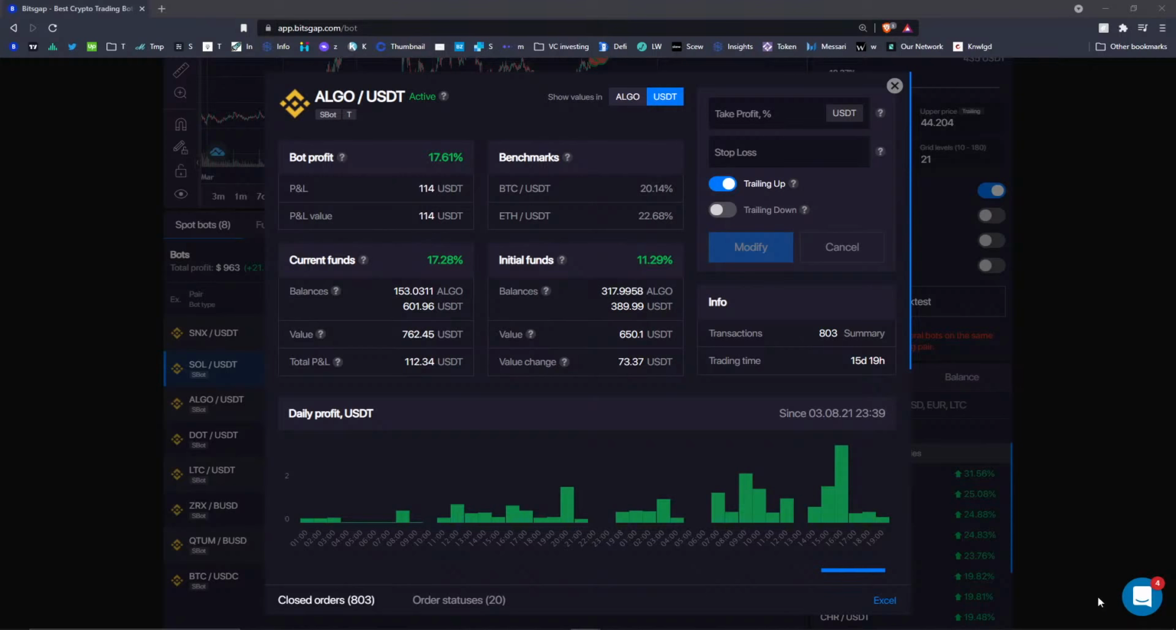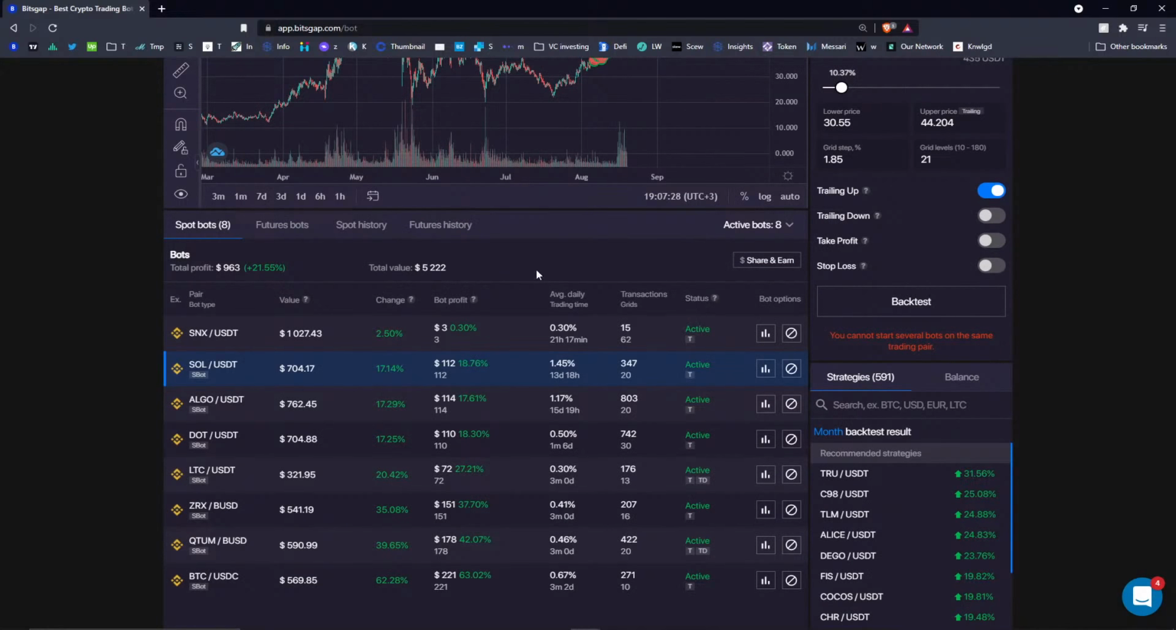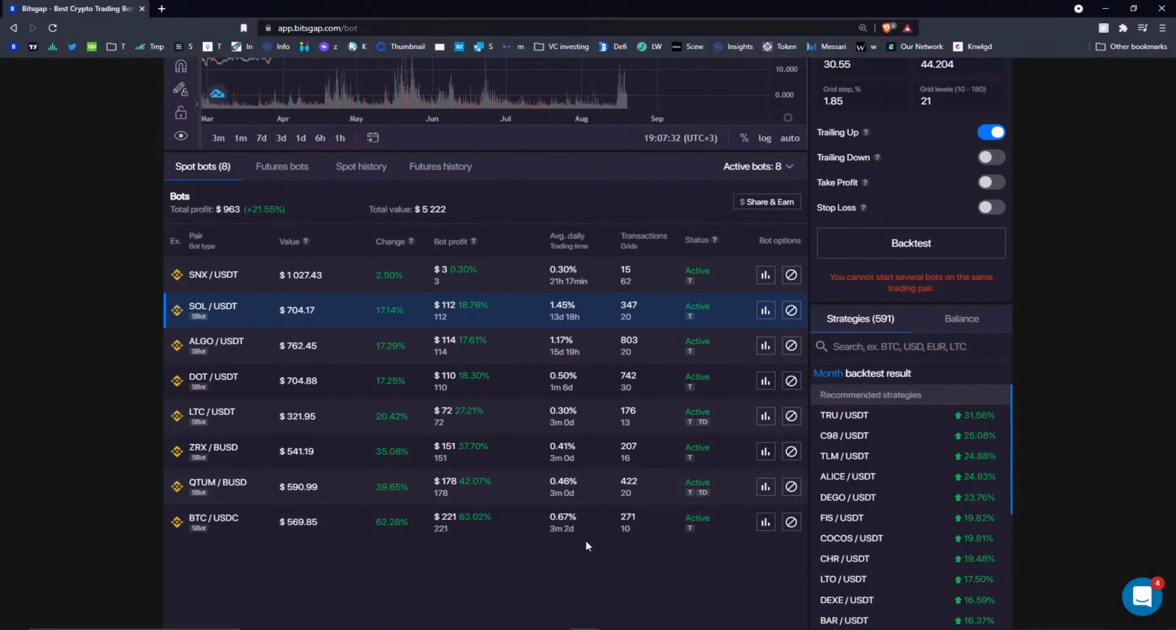Let's go. So as you can see, my bot profit, like the total return, bot profit plus the value change, that's the return, 112, compared with the $73 that I would otherwise make if I would just hodl that amount of Algo and USDT. So, I mean, this is how you analyze performance.